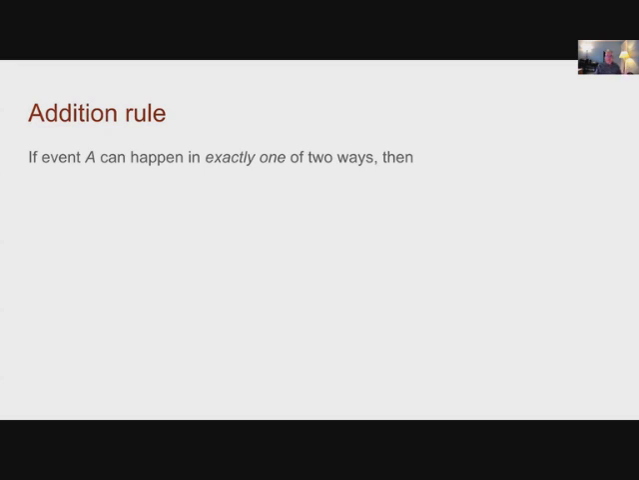Conversely, we can look at events where we want to say an event can happen in exactly one of two ways. What we're saying is that an event can be satisfied by the first way or the second way, okay? So if we have two ways to satisfy an event, we're getting to an "or" situation.